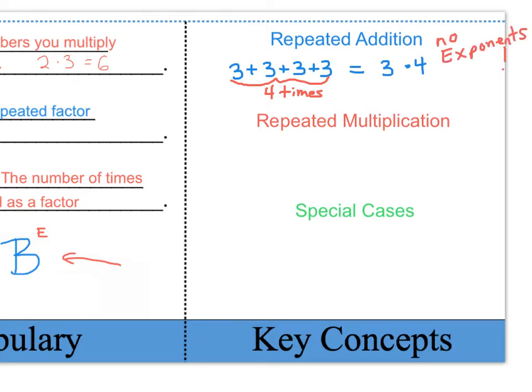So now let's take a look at repeated multiplication. I can write a repeated multiplication problem like this. 3 times 3 times 3 times 3. Or another way to write this would be equal to 3 to the fourth power. 3 would be my base, because that is the number that is being repeated, or my repeated factor. And my exponent would be 4, because I'm repeating my base 4 times. So notice in repeated multiplication, we have exponents.